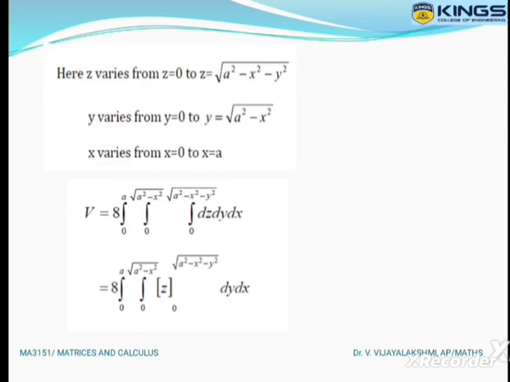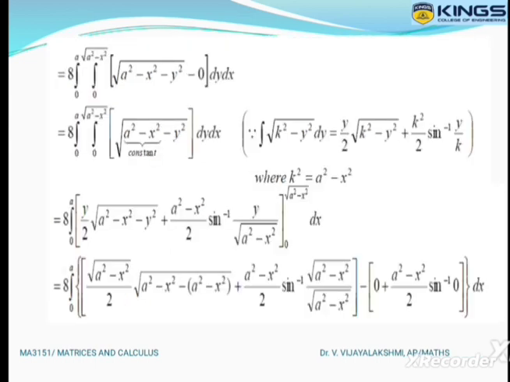Now replacing all the limit values in the above integral. Therefore, V is equal to 8 into the triple integral 0 to a, 0 to root of a square minus x square, and 0 to root of a square minus x square minus y square dz dy dx, which is equal to 8 into integral 0 to a, integral 0 to root of a square minus x square. Now the integral of dz is z. So z over the limit 0 to root of a square minus x square minus y square dy dx. Now replace the limit: z equal to root of a square minus x square minus y square is the upper limit minus the lower limit 0, into dy dx.